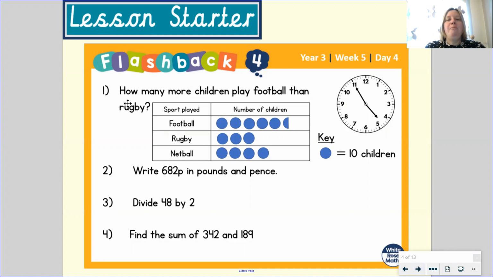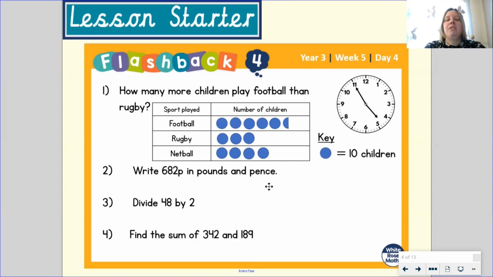Question 1. How many more children play football than rugby? So I need to look at my key, and the first thing that I notice is 1 circle equals 10 children. How many more children play football than rugby? So I need to work out the difference between football and rugby. Can you remember what half a symbol would represent?